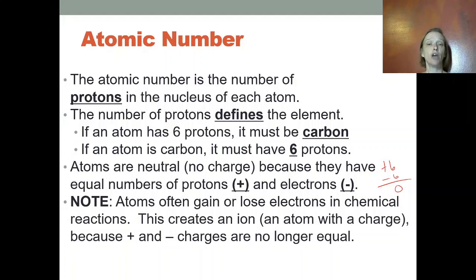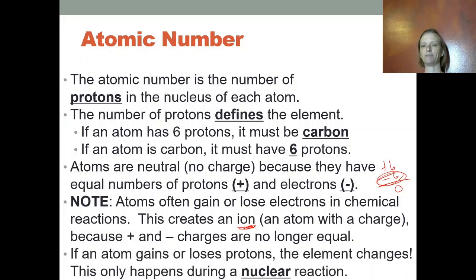Now, you should note that atoms often gain or lose electrons in chemical reactions. That creates an ion. An ion is an atom with a charge. And the reason those ions have a charge is because the positive and negative charges are no longer equal, because the number of electrons has changed. I want to put that out there right now, just so that you don't get too used to the idea that electrons always equals protons. That's only true in a neutral atom.